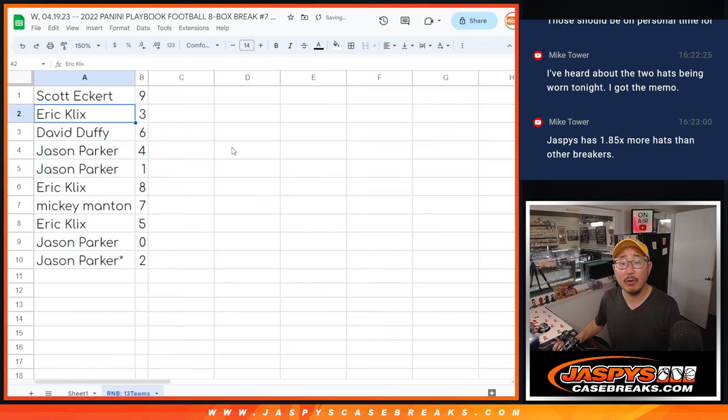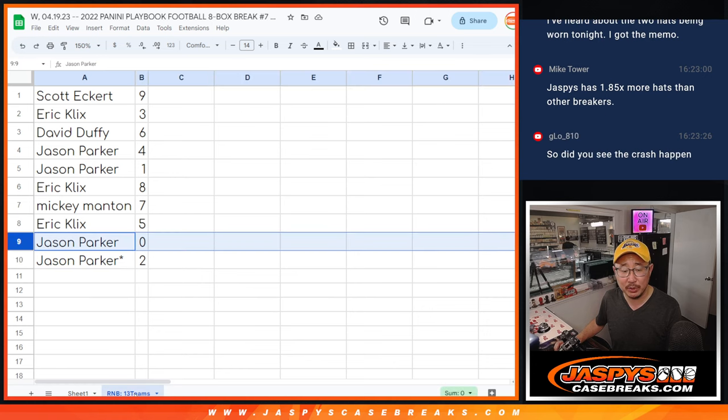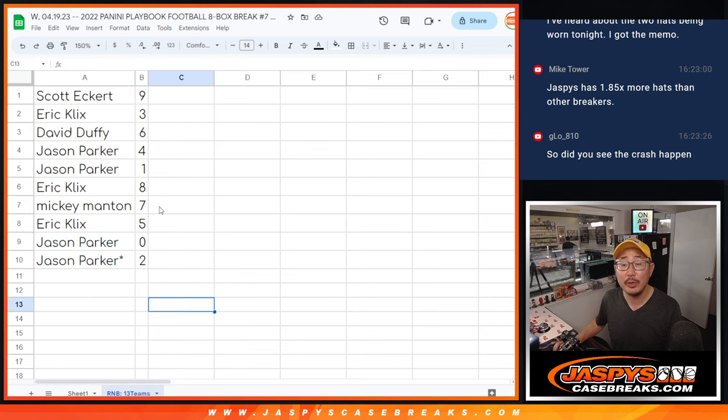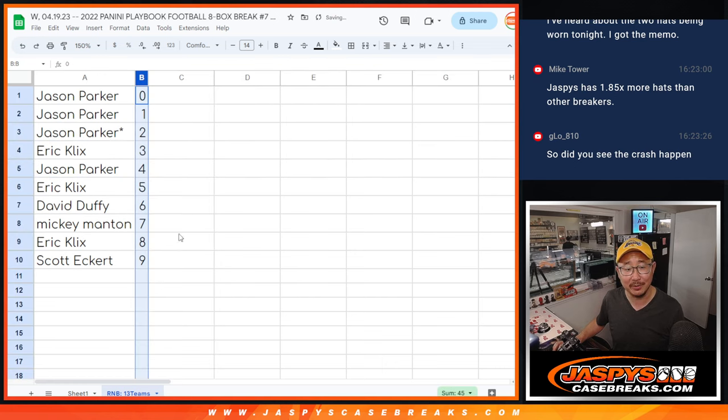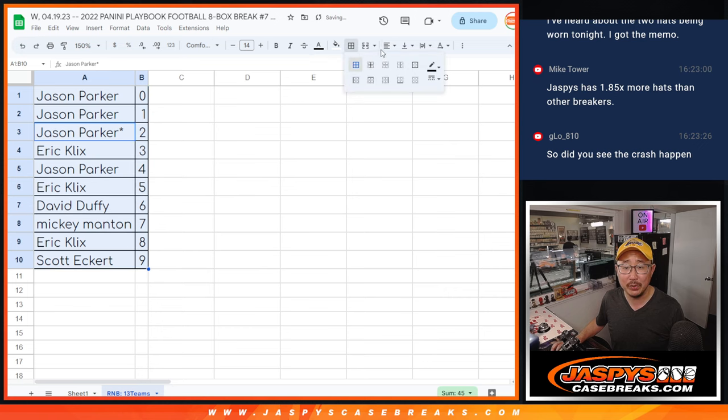Scott with 9, Eric with 3, David with 6, Jason with 4 and 1, Eric with 8, Mickey with 7, Eric with 5, Jason with 0 and 2. Remember, 0 gets any and all redemptions for those 13 teams, including 1-of-1 redemptions, but Jason already has 1, so his bases are covered. So let's sort by number.